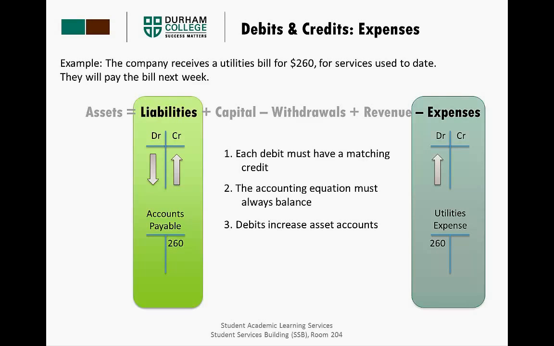Rule 2 states that the equation must always be in balance. The credit to accounts payable increased the value of that account and therefore increased the right side of the equation. However, note that there is a negative sign in front of the expense account type. Whatever the balance of that account is, it is subtracted from the right side of the equation, causing it to decrease. Even though the value of the utilities expense account is increased by the debit, the balance of the account causes the right side to decrease and the equation stays balanced. So now we know that debits increase expense accounts and credits decrease expense accounts.